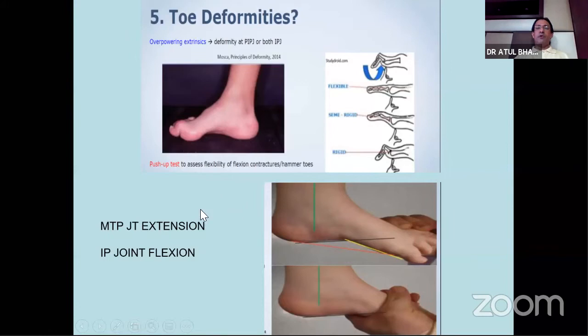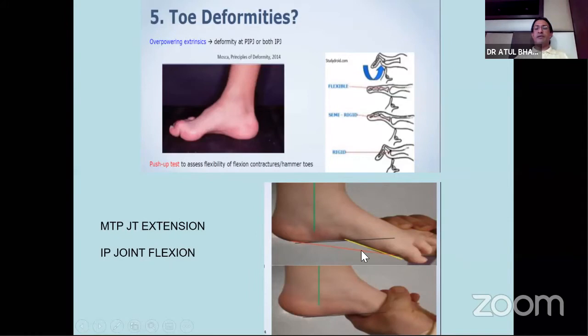One more tip I'll give you is to always examine the hindfoot by blocking the forefoot, because sometimes when you look at the foot like this, you may think this is an equinus. Actually, the heel is neutral. It's only the forefoot that is in equinus. Again, very, very common in the early cavus foot.